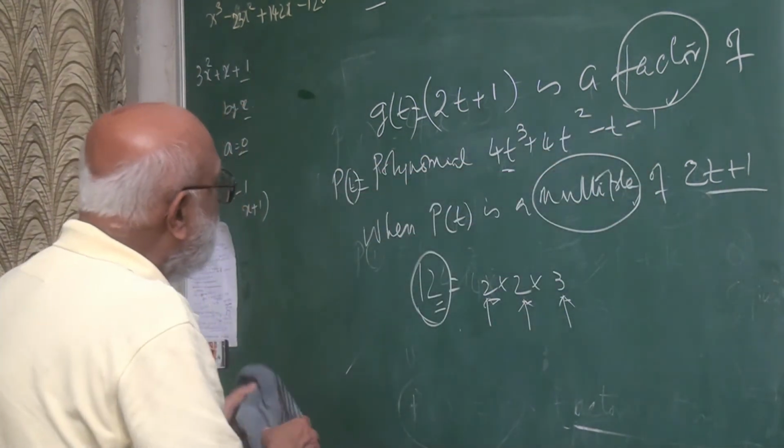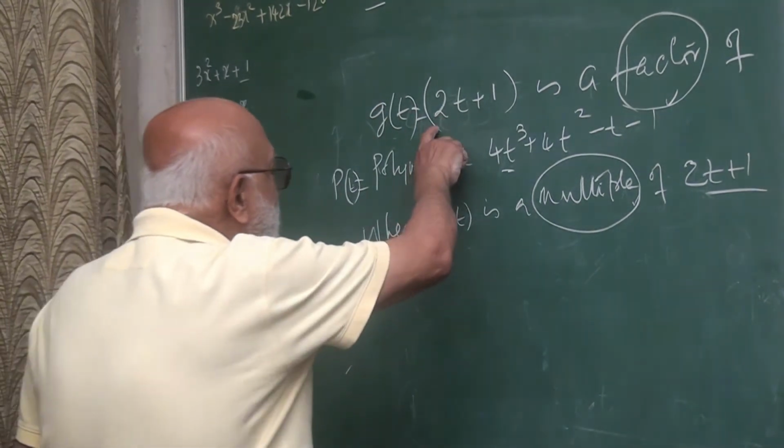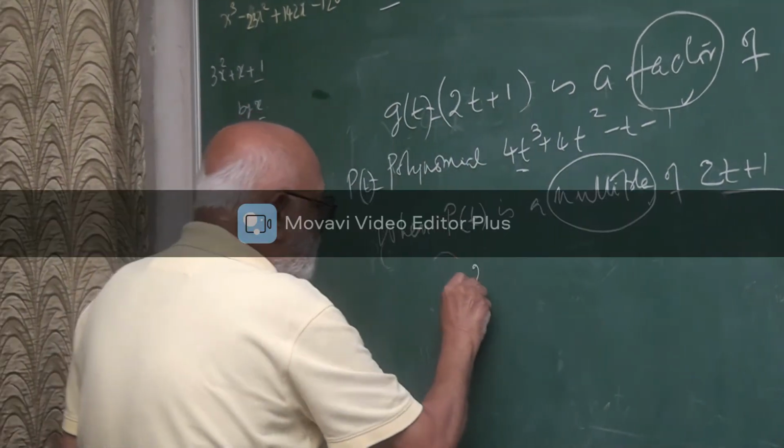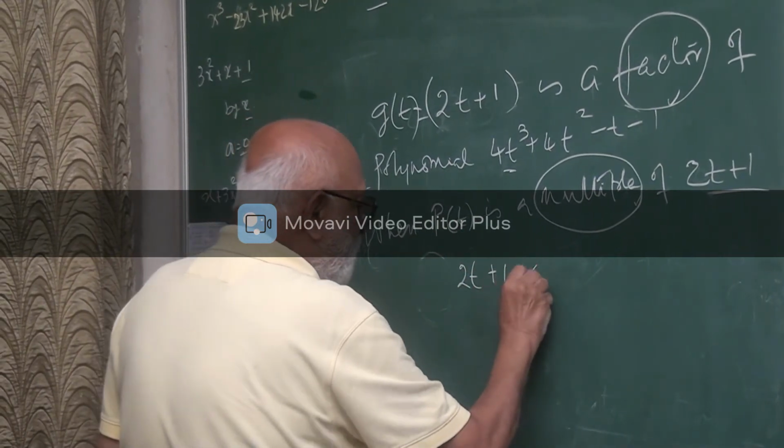So if I have to do this one, what will I do? One at a time. First, I will take this one. So I will take g(t), 2t plus 1 equal to 0.